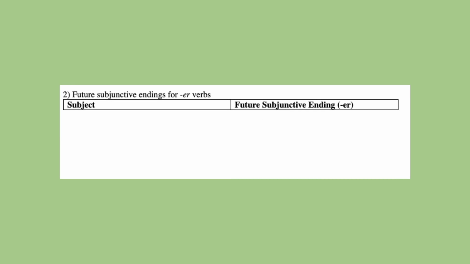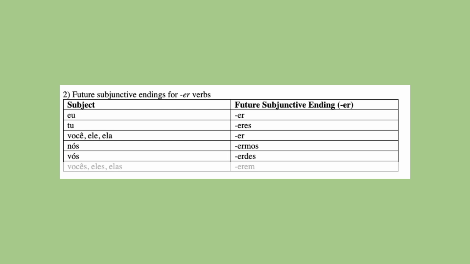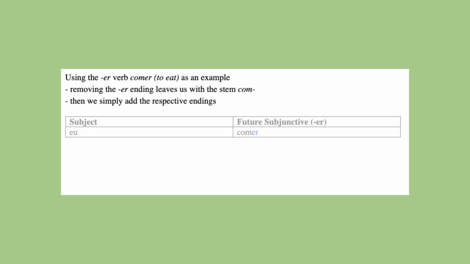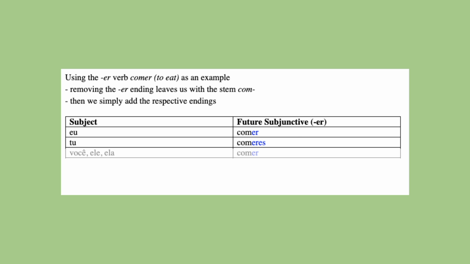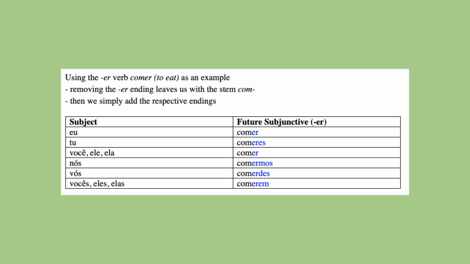The future subjunctive endings for ER verbs: er, eres, er, ermos, erges, erem. Comer is a regular verb, so we just have to remove the ER ending to obtain the future subjunctive stem com, and to this stem we add the future subjunctive endings: comer, comeres, comer, comermos, comerges, comerem.